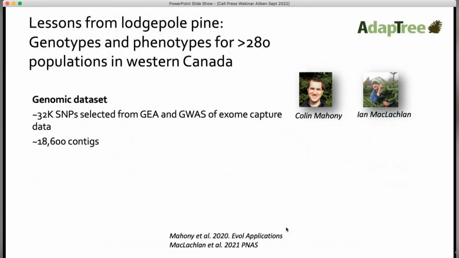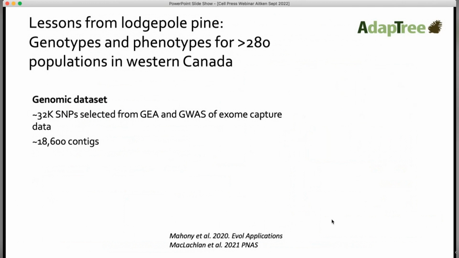So I'm going to break this talk into two parts. The first is lessons from lodgepole pine, Pinus contorta, which is a very widespread species in Western North America. We studied over 280 populations from Western Canada of this species. We did exome capture and then analyzed genotype-environment associations and did genome-wide association studies of traits to identify candidate SNPs involved in climate adaptation. And there are about 32,000 of those on a SNP array.